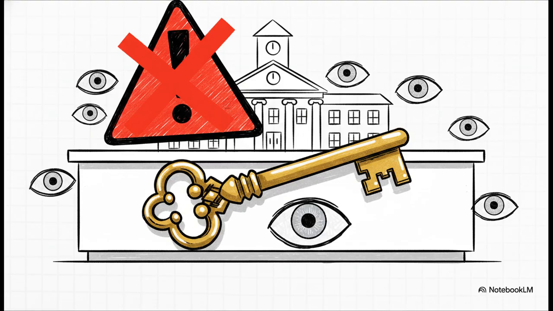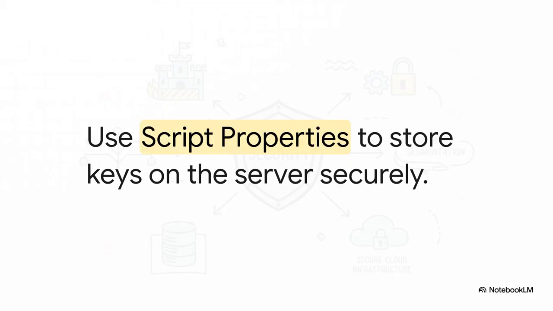Don't drop the key directly into a variable assignment, and definitely don't leave it in a code comment thinking, oh, I'm just leaving a note for myself. Treat it like your bank password, because it essentially is one. So how do we fix this?